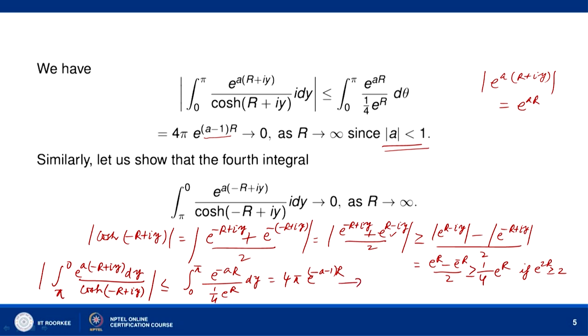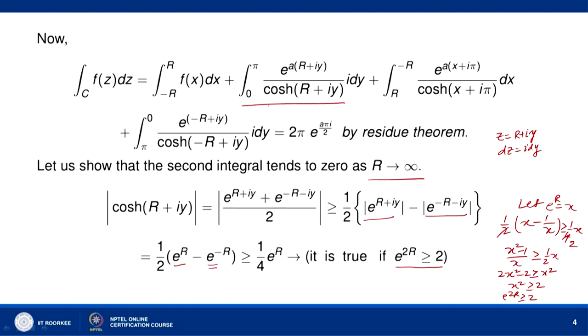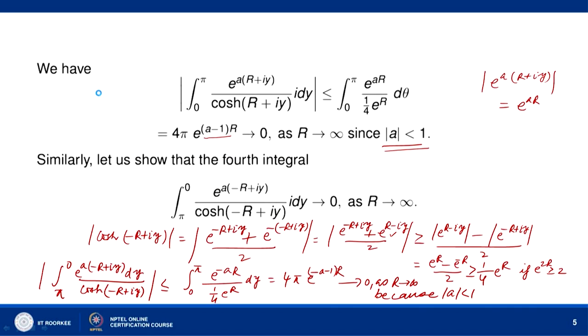So, this goes to 0 as r goes to infinity, because mod of a is less than 1. This is how we show that this integral and this integral go to 0 as r goes to infinity. Now, as r goes to infinity, what we have is the integral from minus infinity to infinity of f(x) dx plus the integral from infinity to minus infinity of this dx equal to the residue, which we found to be this one.